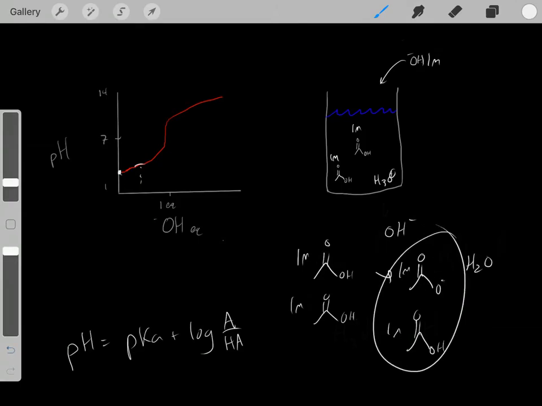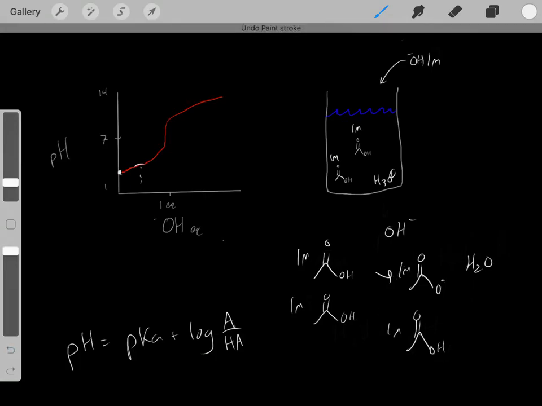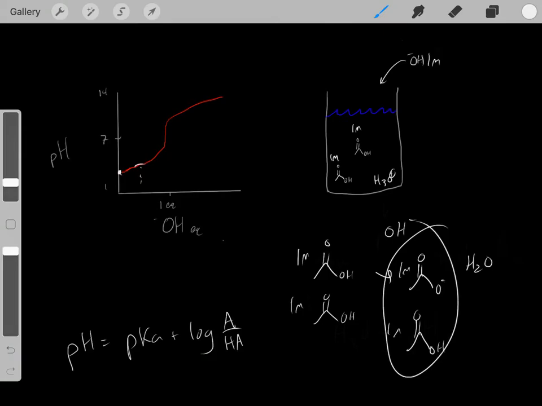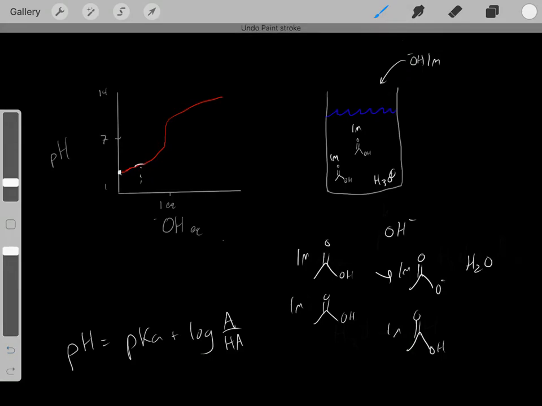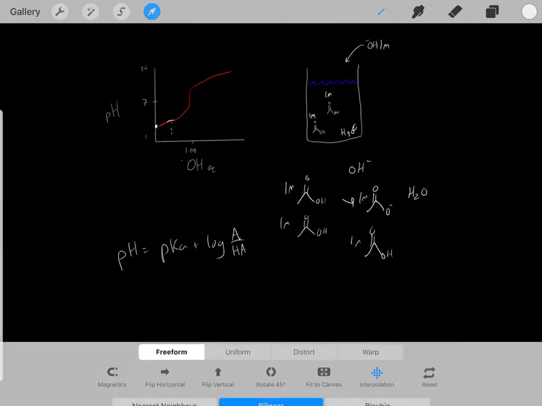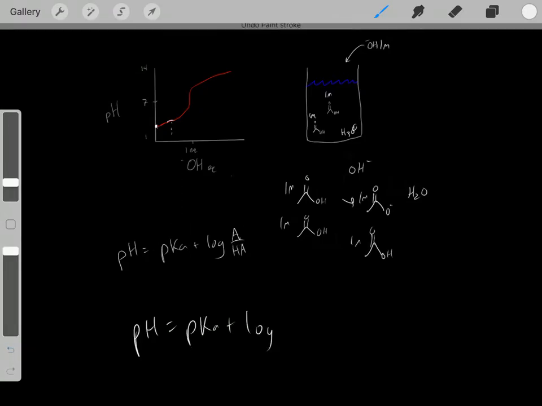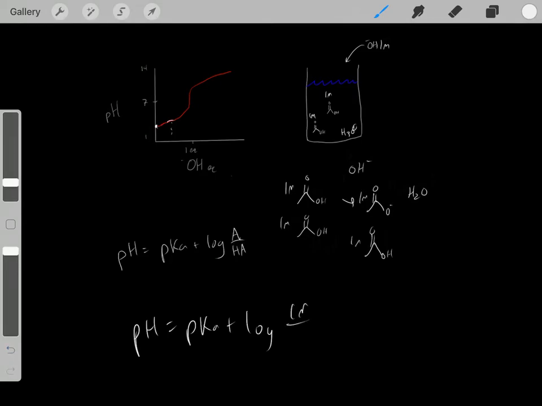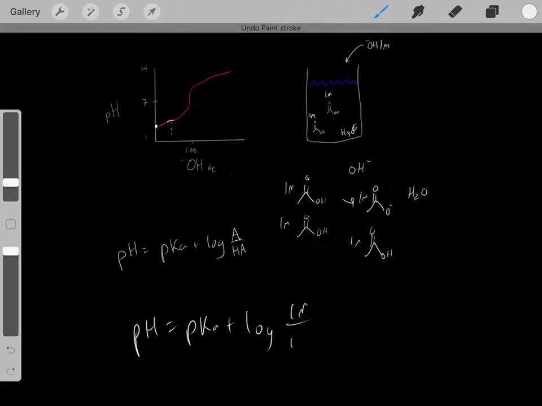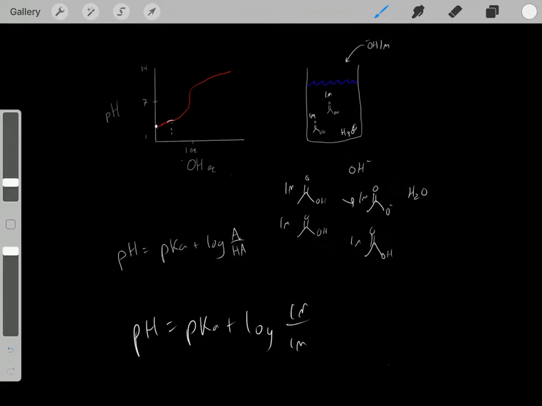However, what would be the pH of this solution? Let's say we had 1 molarity of these, so they reacted with these, so now our solution has these guys. What would be the pH if we have these guys as our solutions? Well, we would just use the Henderson-Hasselbalch equation. So pH equals the pKa plus the log of the concentration of the base, which is 1 molarity, divided by the concentration of the acid, which is 1 molarity.